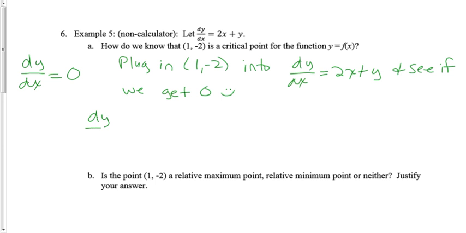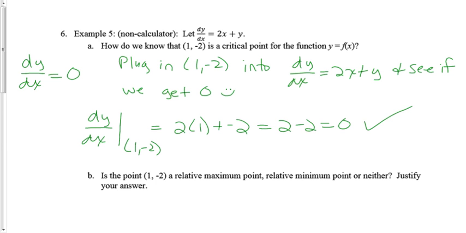So, dy/dx at the point (1, negative 2) is going to be equal to 2 times 1 plus negative 2, which is 2 minus 2, which is 0. So yes, because the derivative is equal to 0 at that point, we do have a critical point. So moving on to part B. Now, is this point going to be a relative max, a relative min, or neither? And we need to justify our answer.